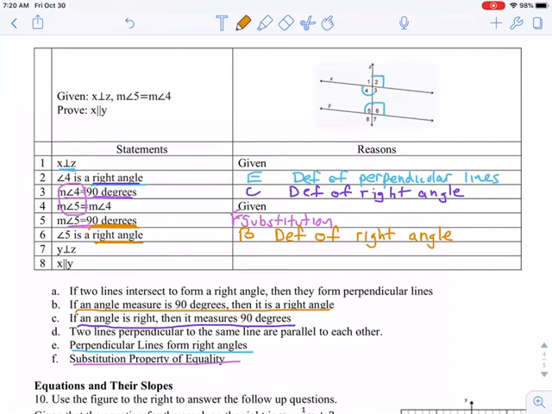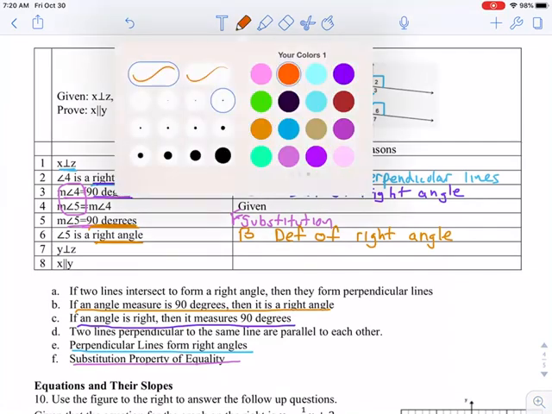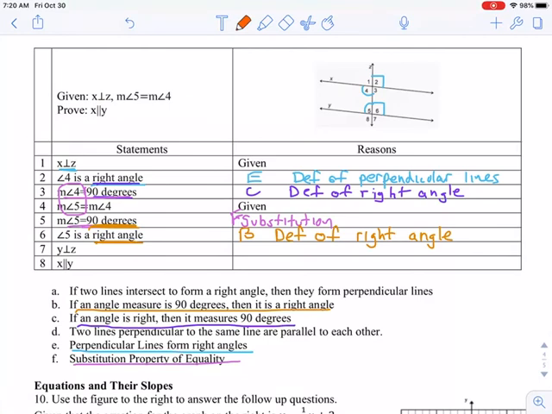So then, notice how we said 5 is a right angle. So these lines are perpendicular because two lines intersect to form a right angle. So 5 up here, these two lines intersected to make 5 a right angle, so they must be perpendicular, A. And usually that's just what we say, definition of perpendicular lines.